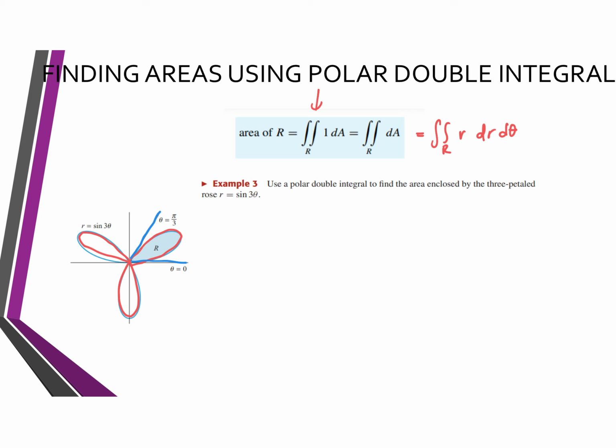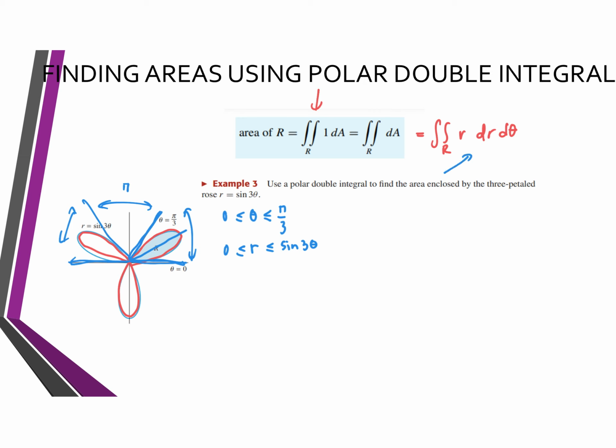Because, okay, from this one till this one we have pi, right? So this one, and also this one is similar. That's why we divide by 3. Then our value of theta is in between 0 and pi over 3. And our r is in between 0, because it starts from the origin, and sine 3 theta.